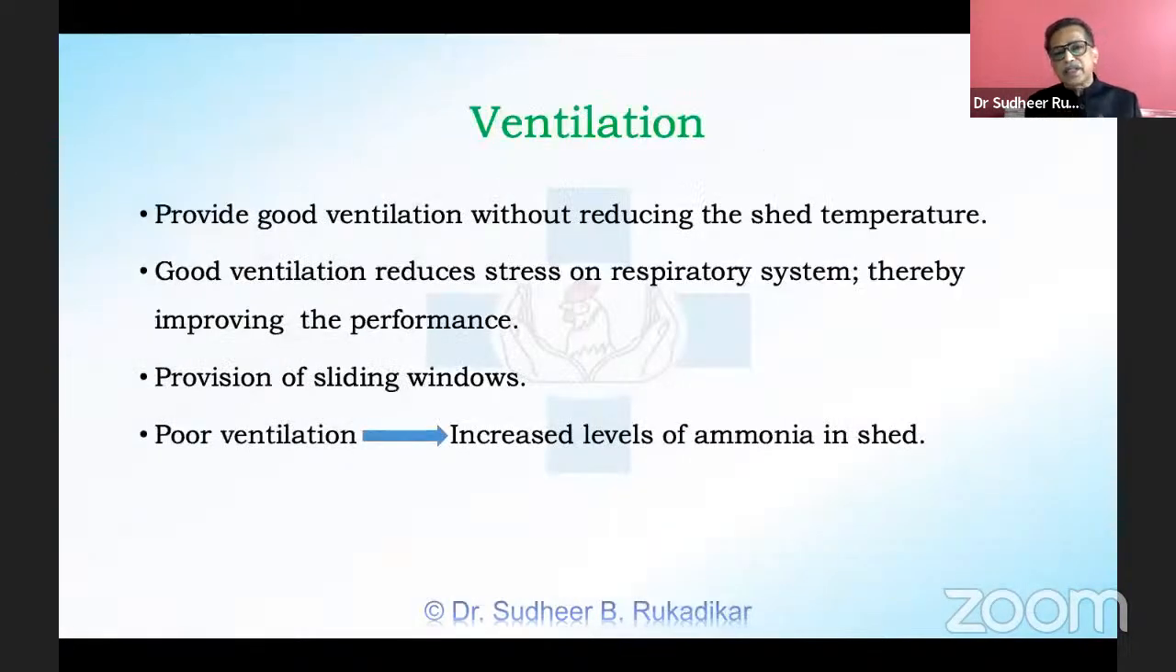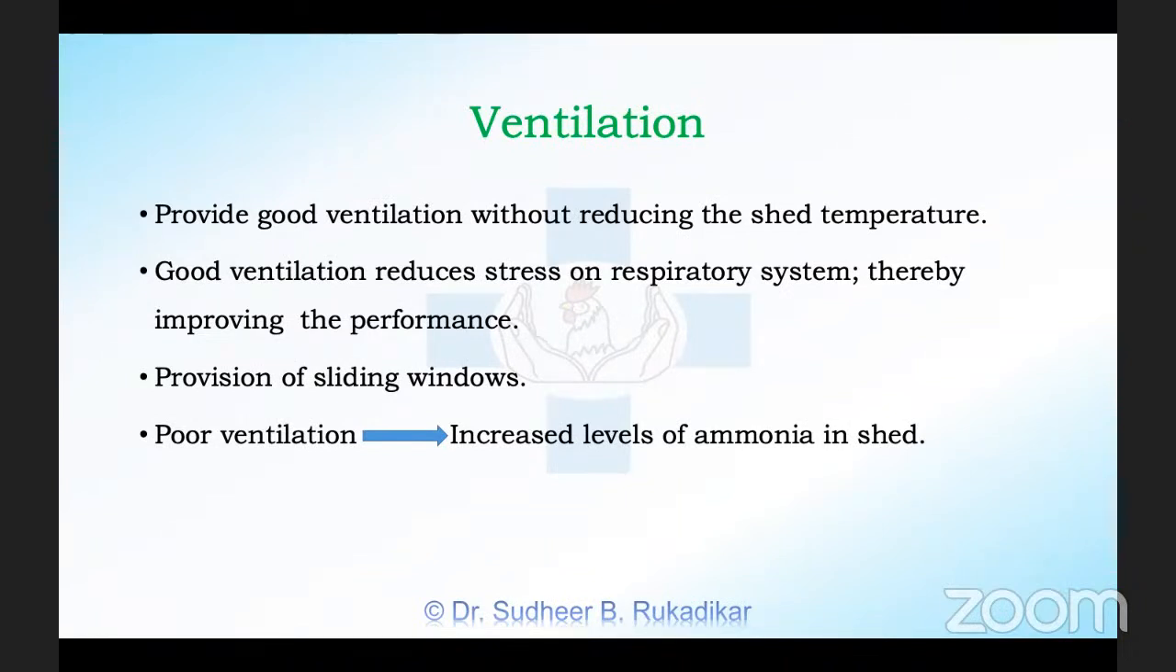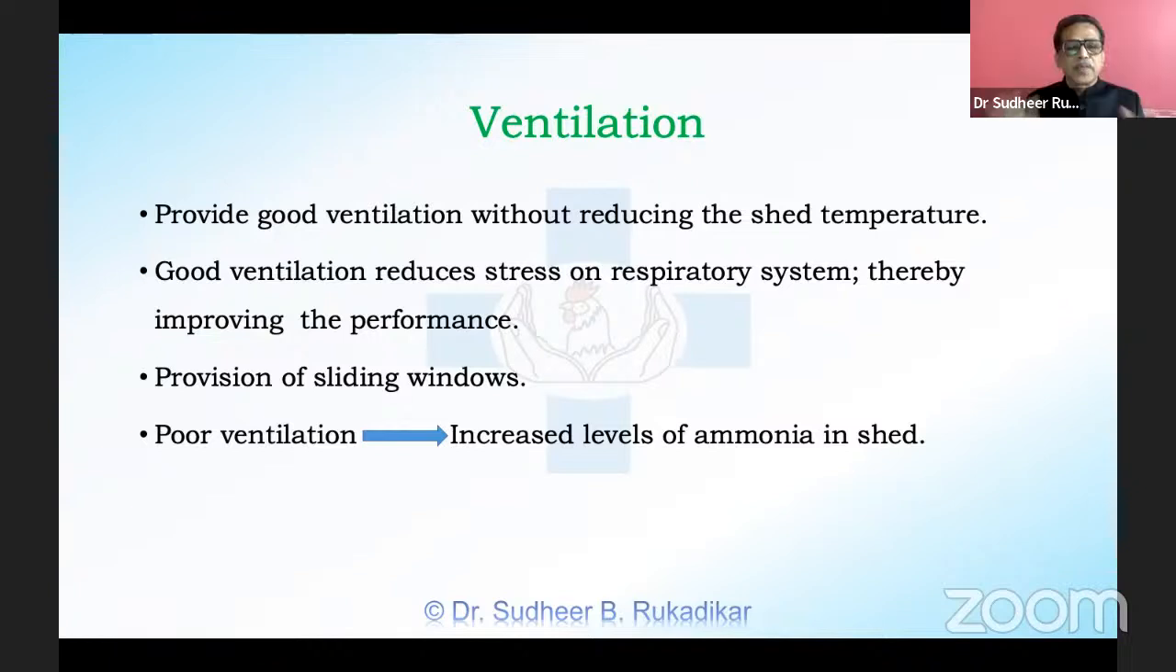Now, when I said ventilation in earlier slides, we have to give good ventilation without reducing the shed temperature. So that is always a very big task in winter season, because we have to close the shed. Unless we close the shed, the temperature won't be maintained. When you completely close the shed, the temperatures will drop. So we must give a good ventilation without reducing the shed and air temperature. And as I said in earlier slide, we should keep some part towards ceiling open so that the fresh air comes inside without much chilling into the shed.